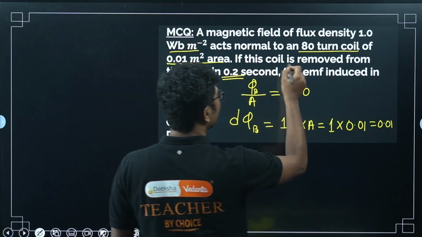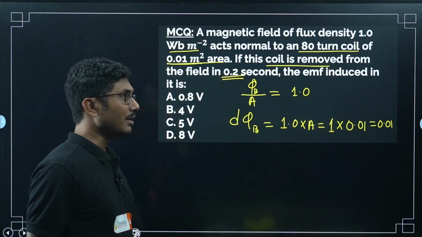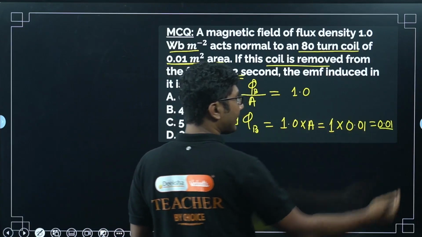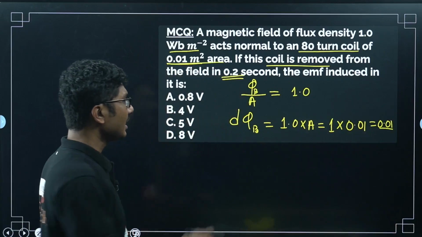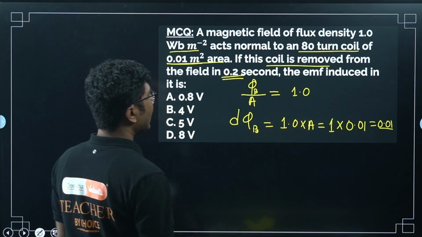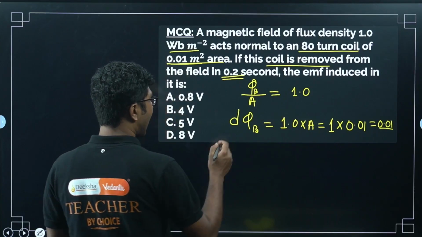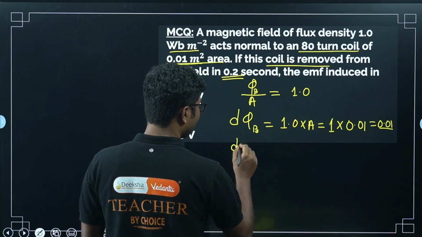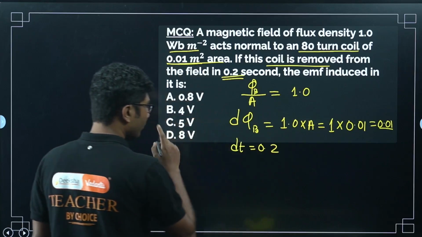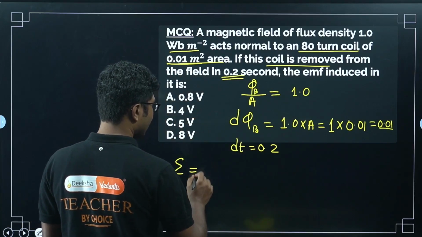Because if you remove the coil from the circuit completely, the final flux will be 0. Initial flux is this, final flux is 0. So change in flux is this minus 0, so this you can write as d phi B. Now the time given is 0.2 seconds, right?